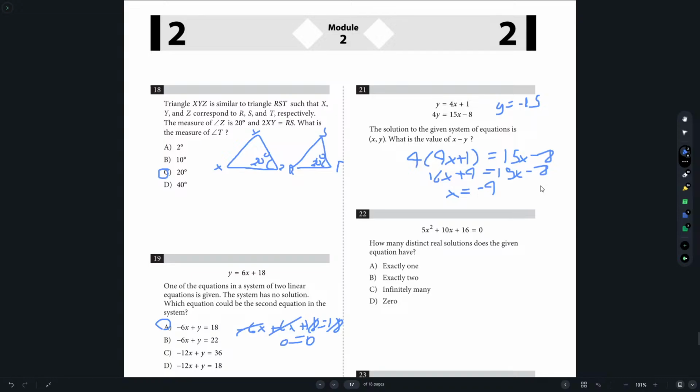Let's see. That doesn't make sense again. What am I missing here? Okay, I am skipping way too many steps. Subtract the 4 over, x is equal to negative 12. So then we have 4 times negative 12 is negative 48. So we have negative 47 for y.